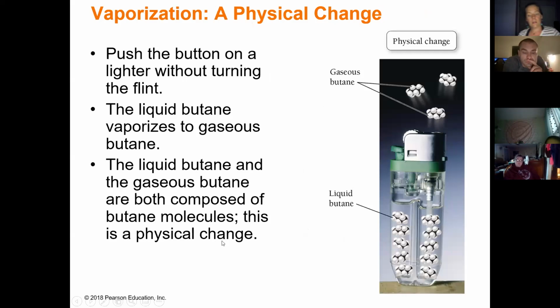Okay, I feel like we're beating a dead horse with these things. Let's say we have a butane lighter. If you've ever messed around with a butane lighter and you just push down on the plunger, but you don't actually strike it, sometimes you can smell the gas coming out. That would be a physical change. We're vaporizing the liquid, so we're taking the liquid and turning it into a gas, but it's still butane. So it hasn't changed what it is.